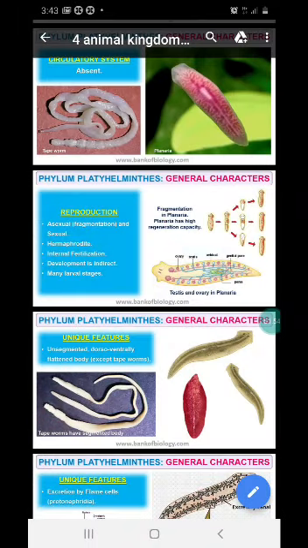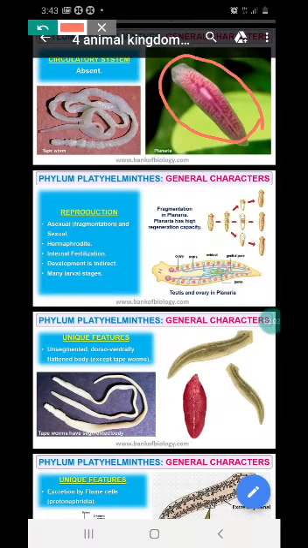Coming to reproduction, one of the examples, planaria, possesses a great power of regeneration. What is regeneration, children? If the body is cut into many pieces, from each of the pieces the full organism is regained. That is the process of regeneration, right?